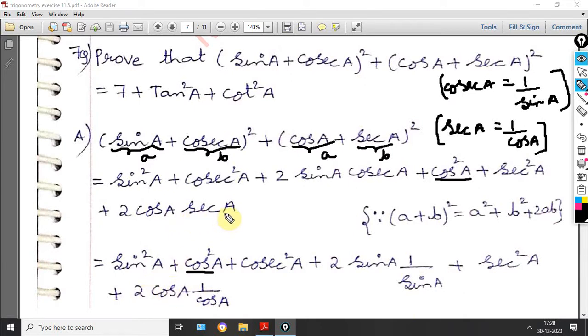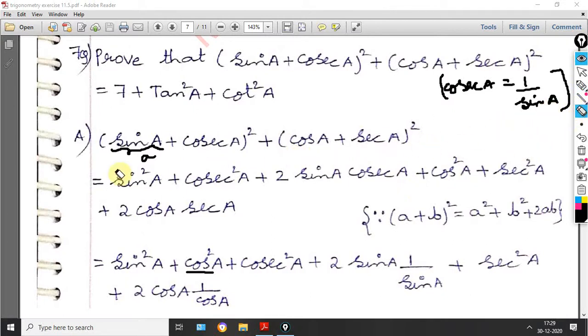Secant A is there. So in place of secant A, we know that secant A equals 1 by cos A. This is the formula that secant A is the reciprocal of cos A. So in place of this secant A, we are writing 1 by cos A. Okay. Next, we will move. First, we will rub this. Up to here I think you have understood.